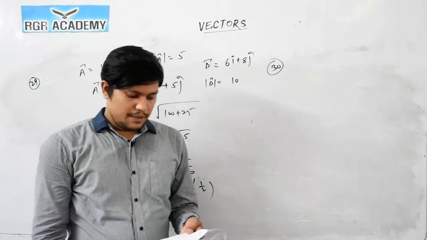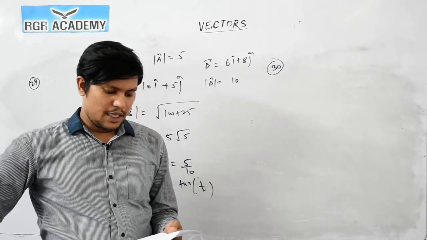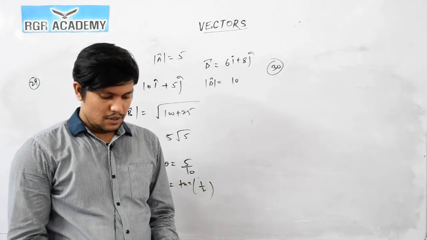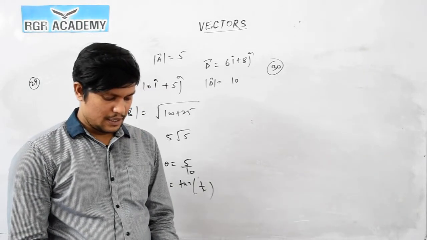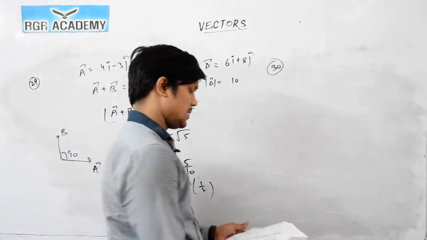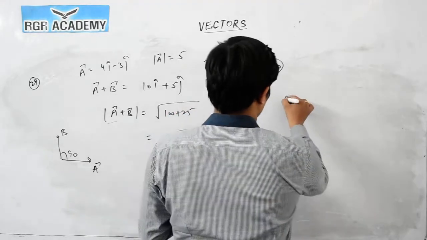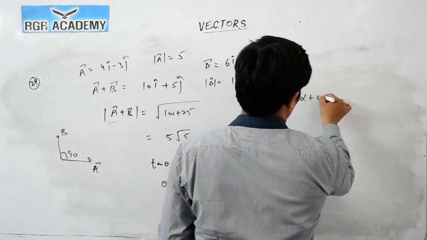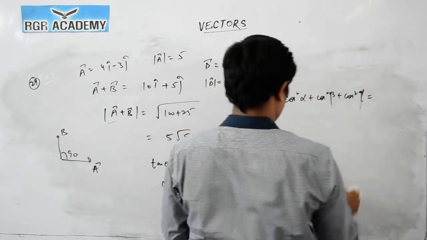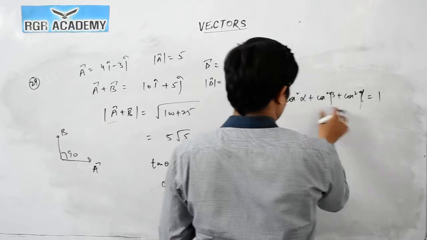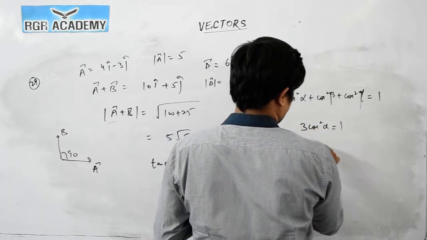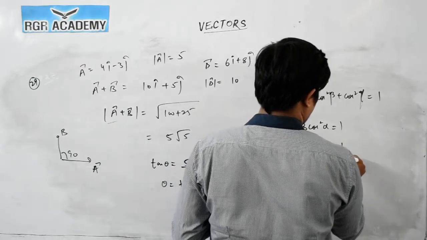In question number 30, a vector a makes equal angles with x, y and z axis, then the value of components of a will be. They are asking the components of a. So we know the direction cosines: cos square alpha plus cos square beta plus cos square gamma is equal to 1. Since they are making equal angles, 3 cos square alpha will be equal to 1. So cos alpha is equal to 1 by root 3.